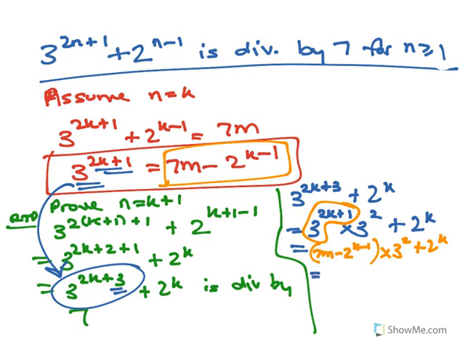So that there is a 9 now, because 3 squared is 9. And we're just going to expand the brackets. So 7m times 9, minus 2 to the k minus 1 times 9, plus 2 to the k. Alright, so that's 7 nines are 63m.